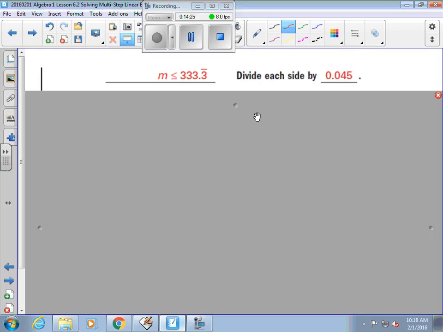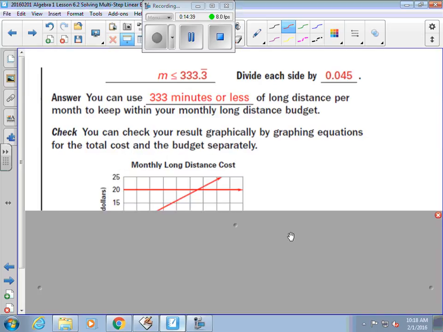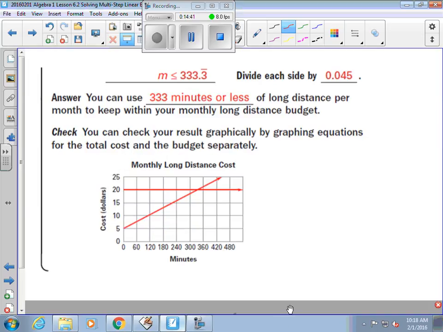So what this is saying, if you spend 334 minutes talking online or talking long distance, you won't have enough money to pay your bill. So you can do 333 minutes or less. This is what the graph looks like. Your graph begins at $5 and it goes up. Its slope will look like that. At 333 minutes, you're going to hit $20. If you go past that, you're going to go above $20, which will not allow you to pay your bill for the week or for that month.